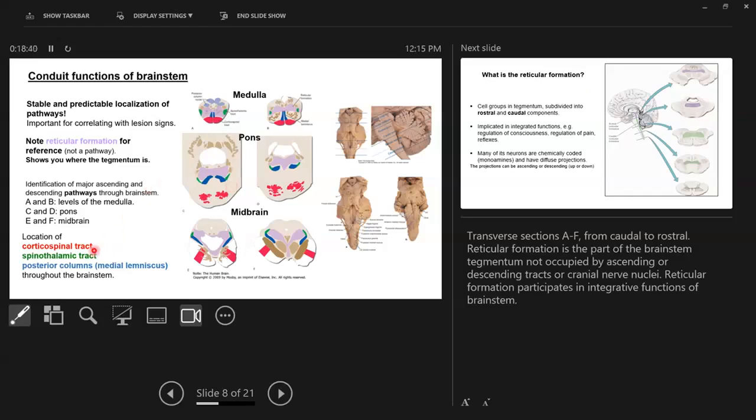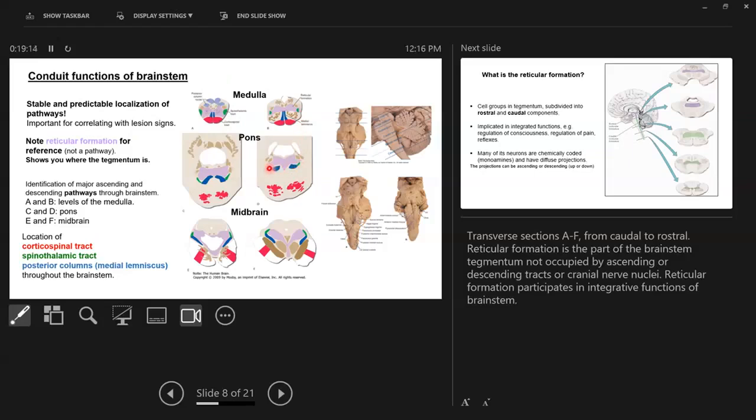So starting with this very large descending tract, the corticospinal tract or pyramidal tract, when you're in the medulla, you can see that in the medullary pyramid, but also in the pons, also in the midbrain. This pathway is very close to the ventral aspect. Now we also have the spinothalamic tract, more laterally organized, anterolateral system, as it's often referred to.